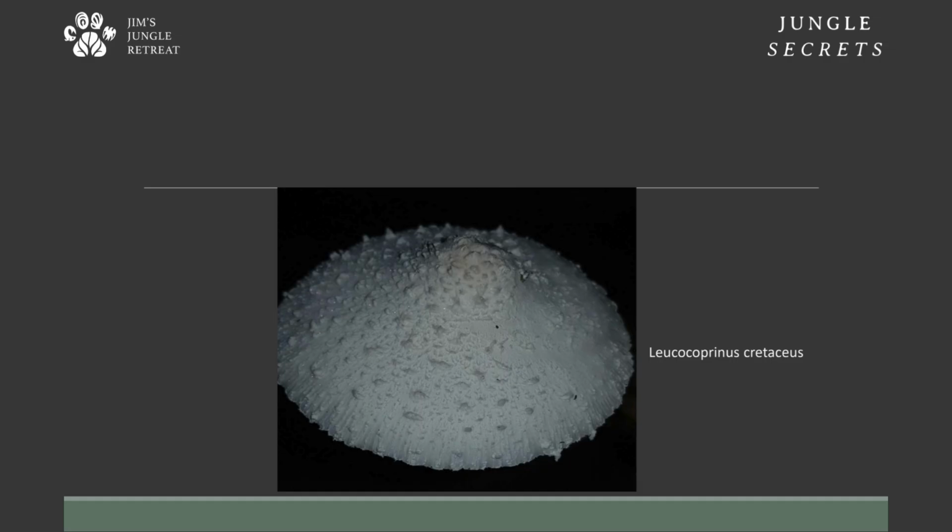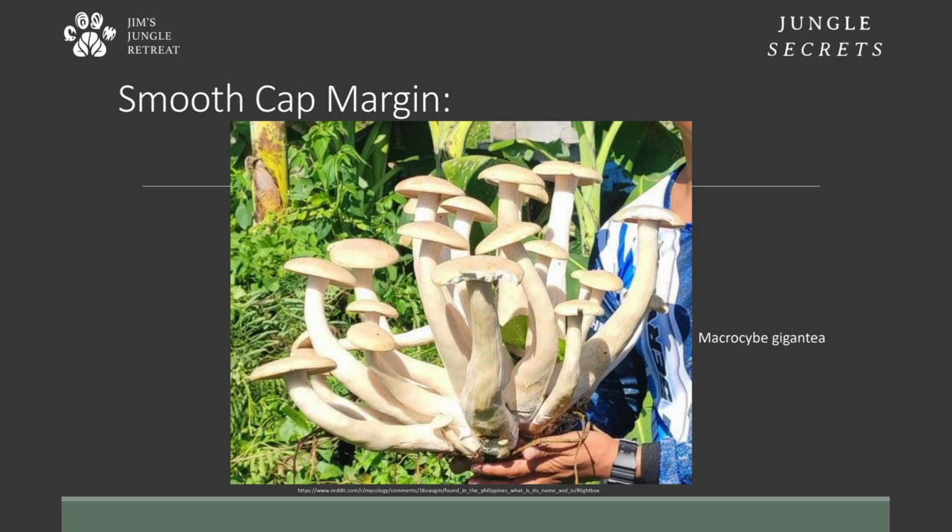It's not two or three lines and then not in a small area. They are throughout. Then there are smooth cap margins where there is nothing on the edge of the cap. They're just smooth. Macrocybe gigantea, one of the common edibles found in India, also has a smooth cap.